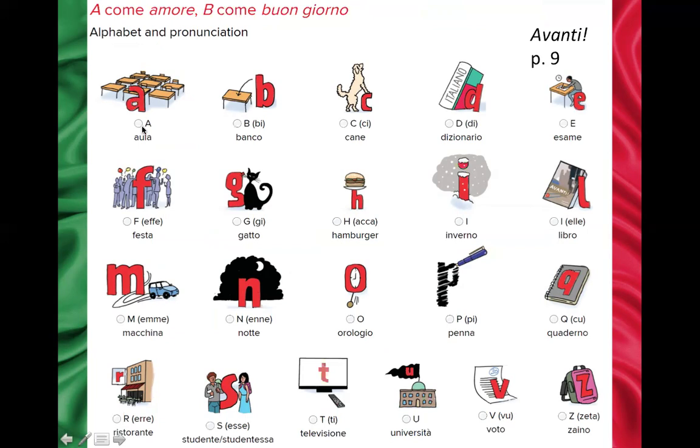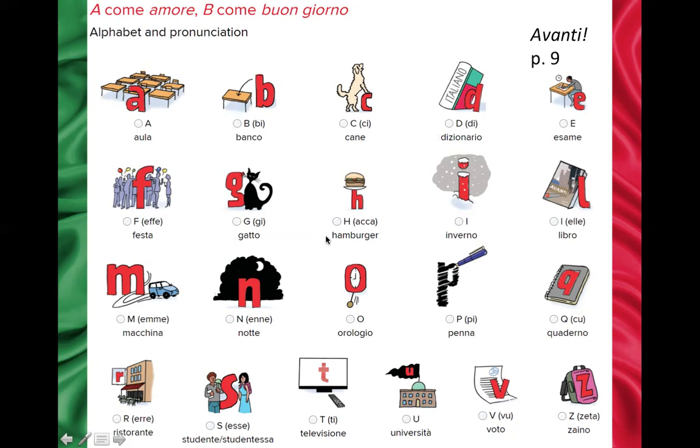A as in aula, classroom. B as in banco, which is a desk. C as in cane, which is a dog. D as in dizionario, dictionary. E as in esame, an exam, which you all don't have, but my other students do. F as in festa, which means a party. G as in gatto, or cat.